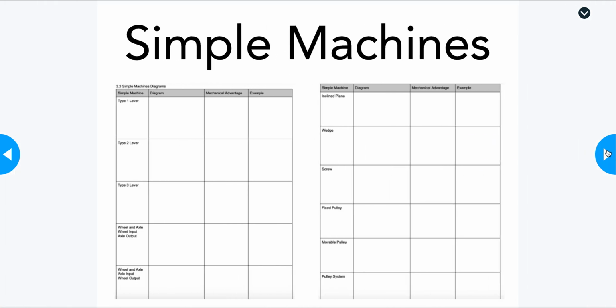Alrighty, folks, I want you to go ahead and open up your packet, and you are going to find a diagram that looks like this, a graphical organizer, I guess I should say. What we're going to do is go through the different types of simple machines, draw a diagram of those machines, and describe the mechanical advantage of each of those. So this is going to take a little bit, but I want you to follow along and pause whenever you need to and make sure you have a completed diagram, the mechanical advantage, and the example. Everything will be on the slide for you.